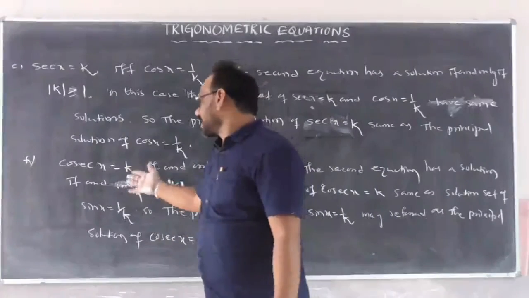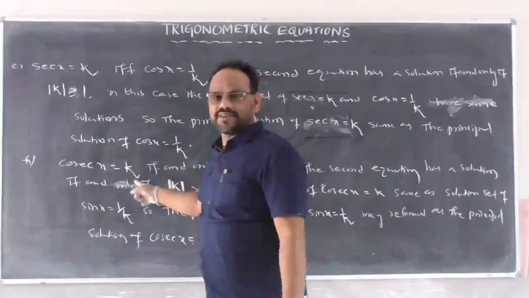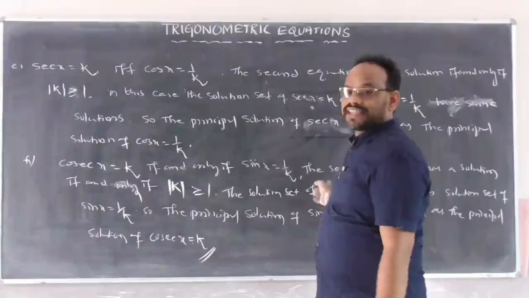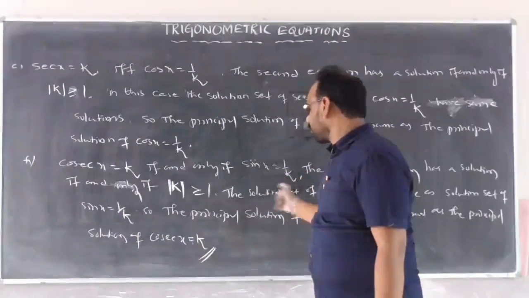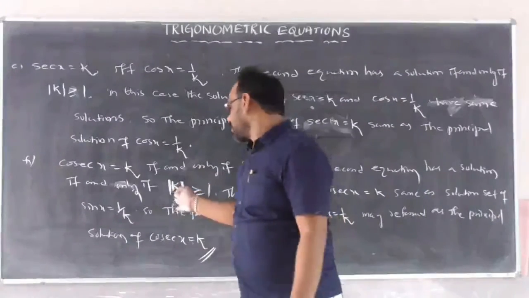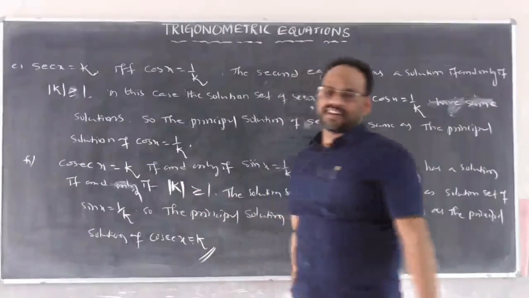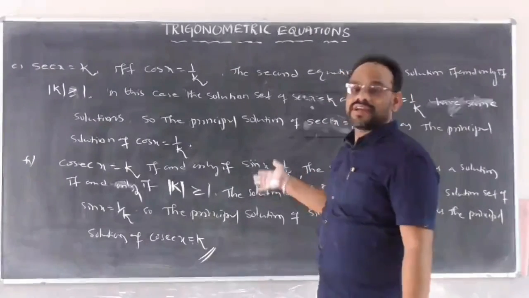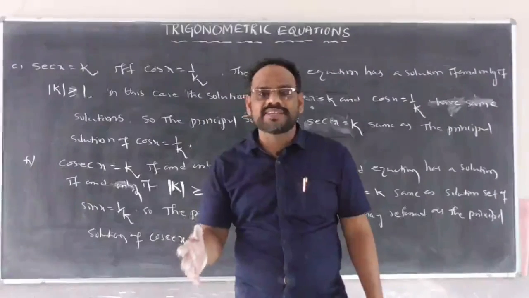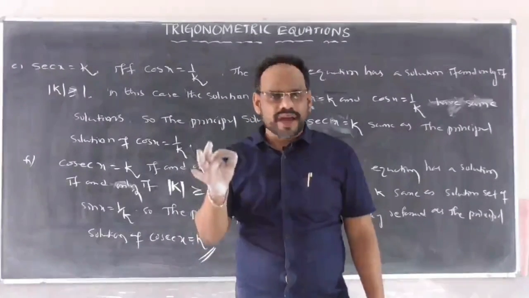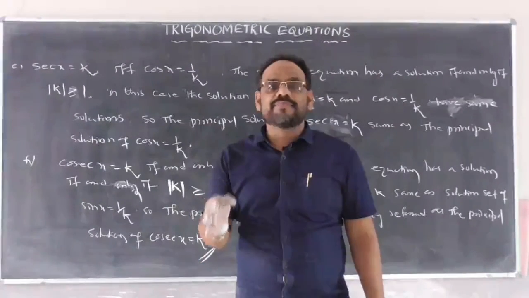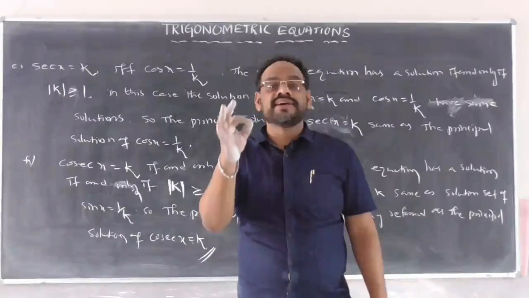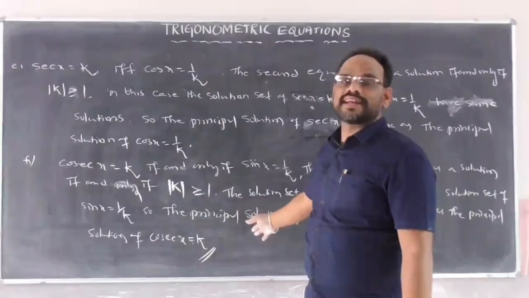The same is true here. Cosecant x equals k if and only if sin x equals 1 by k. The second equation, sin x equals 1 by k, has a solution if and only if the absolute value of k is greater than or equal to 1. In this situation, cosecant x equals k and sin x equals 1 by k have the same solutions. So the principal solution of sin x equals 1 by k may be referred to as the principal solution of cosecant x equals k.